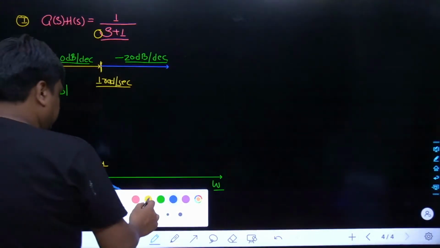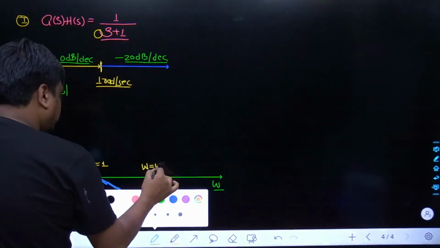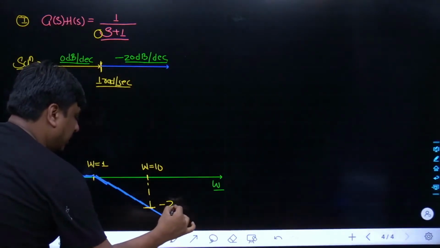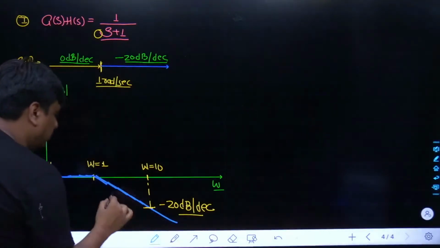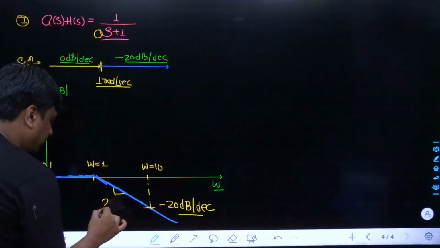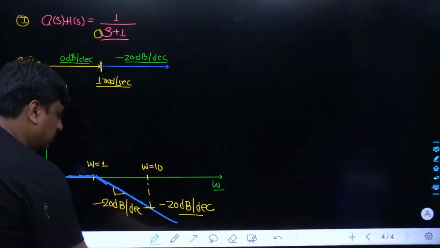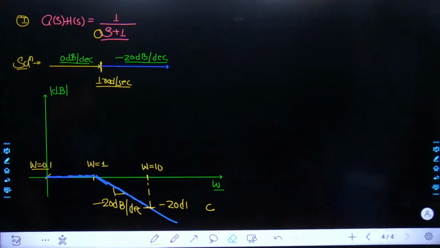That means when the operating frequency omega reaches 10, the magnitude would reach minus 20 dB. Why so? Because in each decade the magnitude has to reduce by the amount of 20 dB. Till this point, probably each and everything must be clear to all of us.